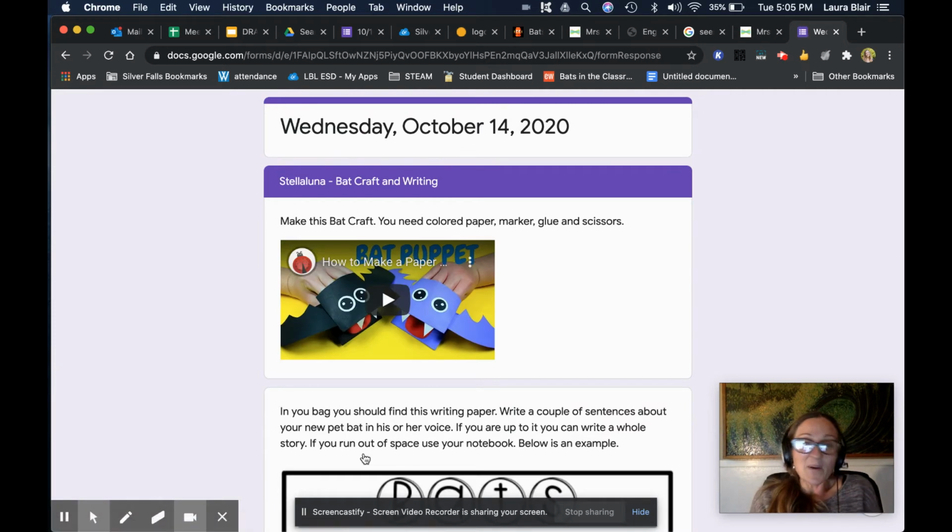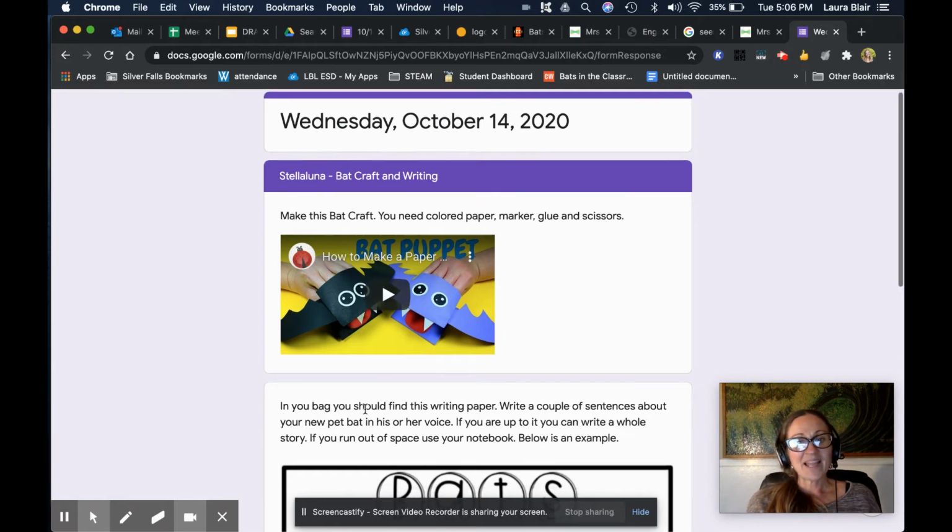All right, so I have a fun bat puppet activity. I made one of these. I don't know where mine went. I think my son William was playing with it. So watch this video on how to make this bat puppet.